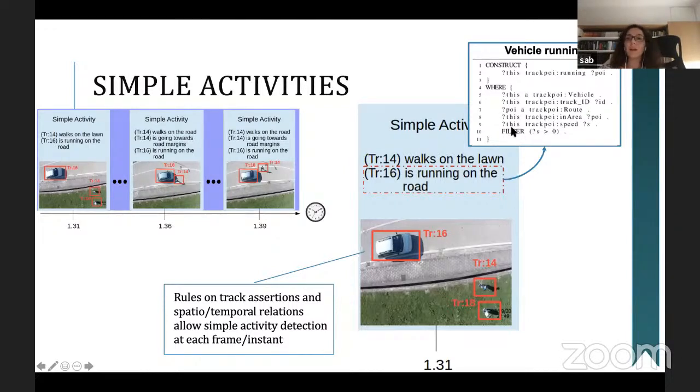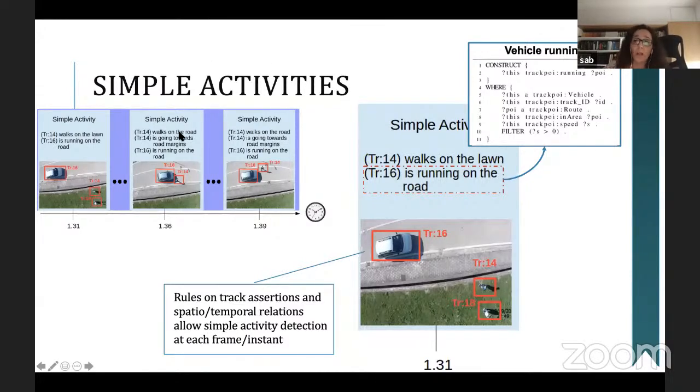And finally, it's important that the speed is not equal to zero in order that this rule can hold. So this rule is a SPARQL query that allows us to process this info to get this new assertion. This comes from this set of assertions that should be verified in order to get this new information. So working this way, we can get all the simple activity.